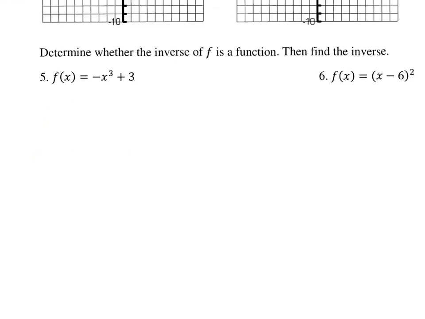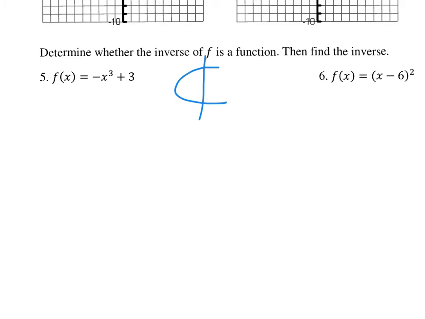In numbers 5 and 6, we want to determine whether the inverse of f is a function, and then, whether or not it is a function, find the inverse. So, we've talked previously about the vertical line test, the test that we use to determine whether or not a function is truly a function. The vertical line test says that if we have some graph where we can draw a vertical line and it passes through more than one point, then it is not a function.